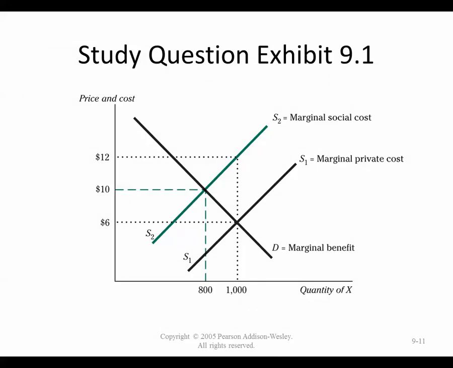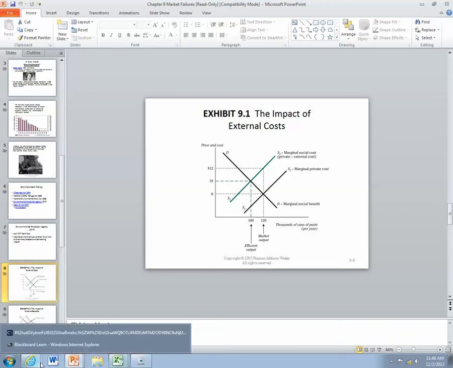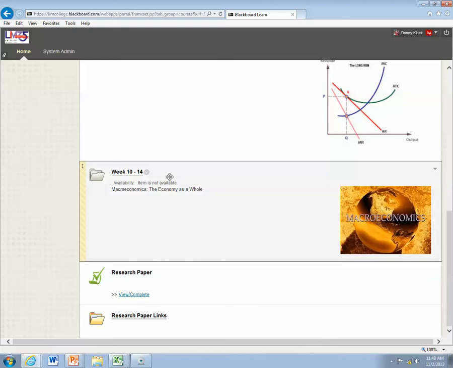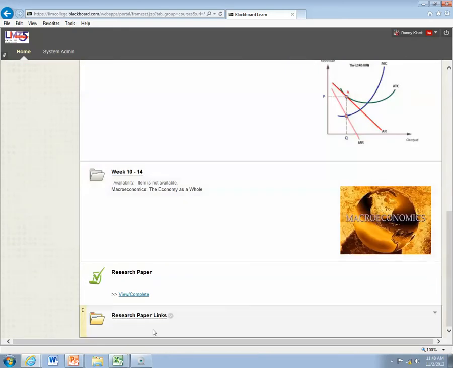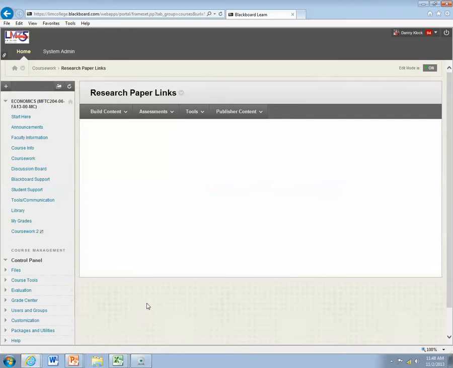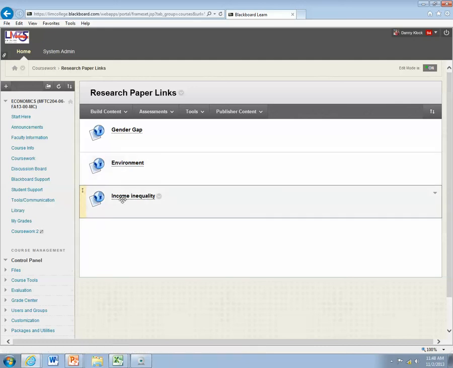Fine. So if you have any questions, email me. Actually, also in Blackboard, I did put a folder in coursework for research paper links, and I'm going to keep putting links in here. Here's a link for that gender gap article that was in the BBC. Here's something on the environment that's out today in the New York Times. Income inequality.